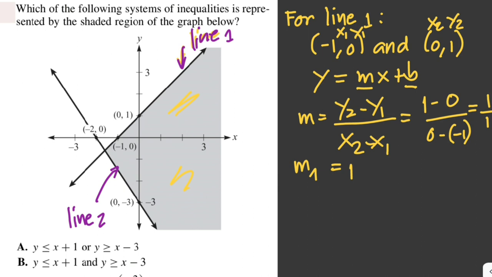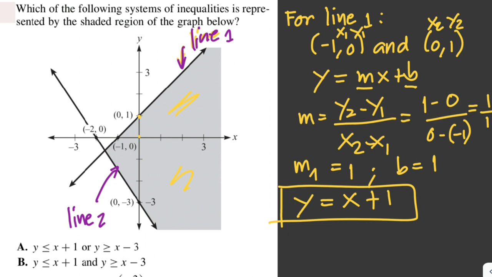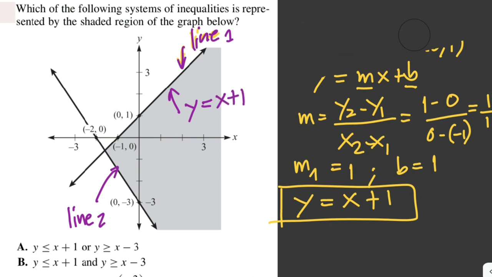Let's look for the value of y when x is 0. When x is 0 here, the value of y is equal to 1. Therefore, our y-intercept is equal to 1. And the equation of the first line is y equals x plus 1. So this is our first equation. This line is just y equals x plus 1.